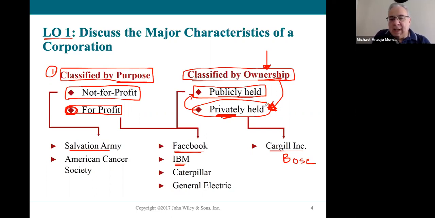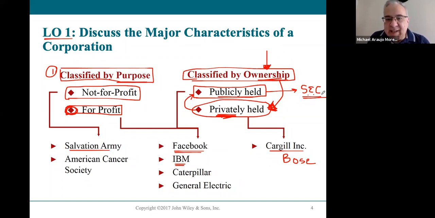Now, because there are a lot of public companies, and because anybody in the public can become a shareholder, the government has laws that are administered through the Securities and Exchange Commission, what's called the SEC.